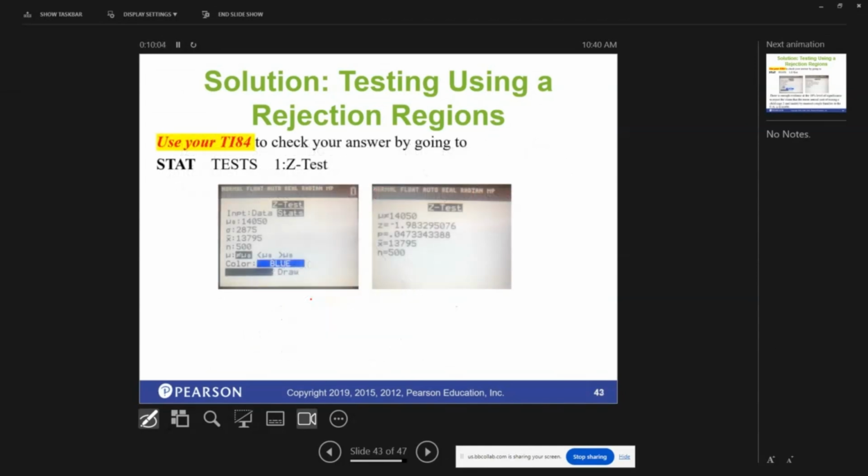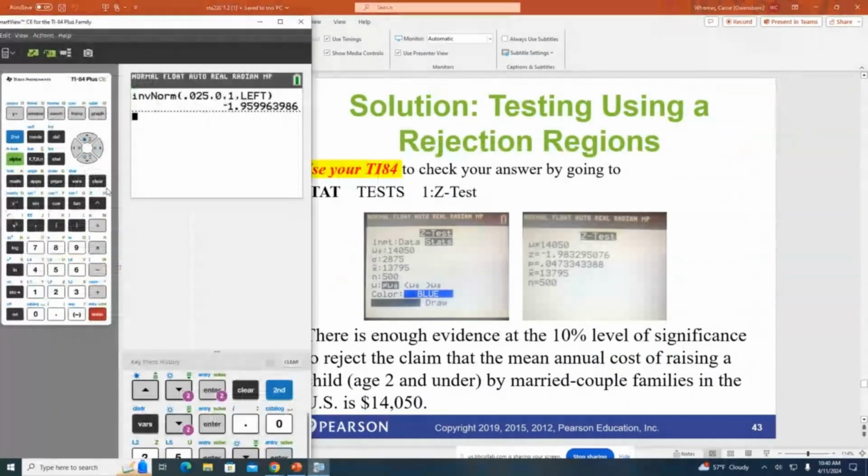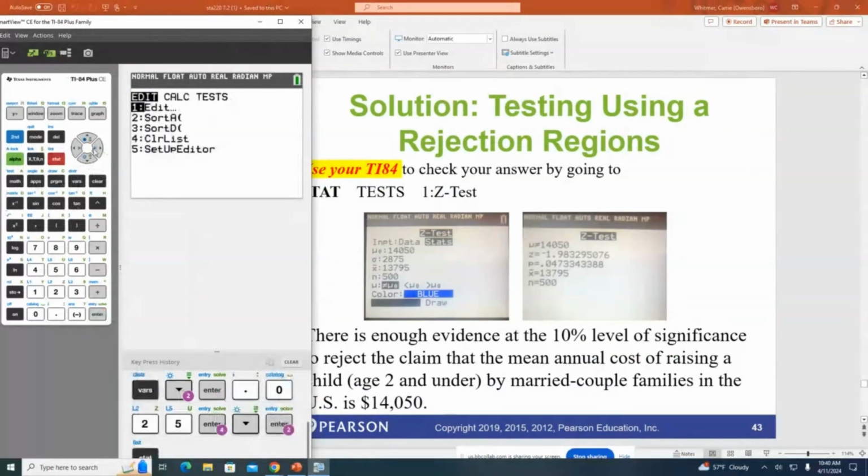Now, here's what this would look like on your calculator. If you would rather do that there, you can see it'll find the Z-score for you. But you're still going to have to know, and actually you could use the p-value if you wanted to and not have to use the rejection region. So you're going to go to the z-test, which is under stat test. So if I go to stat and over to test, z-test is number 1.